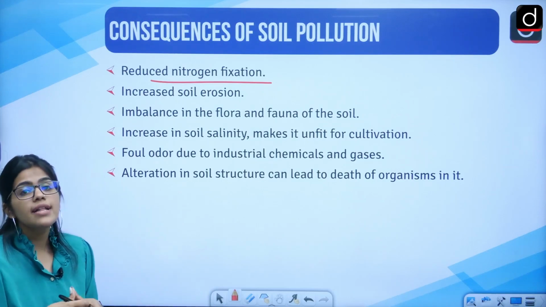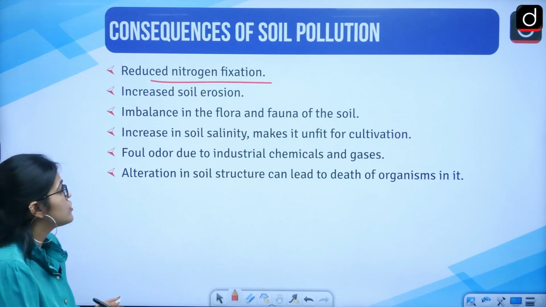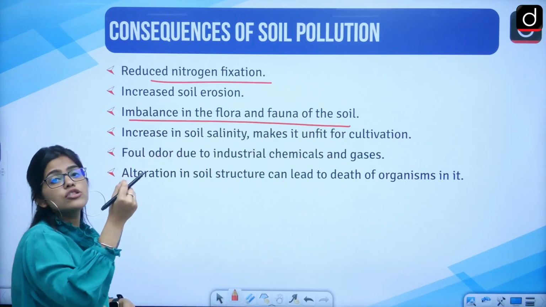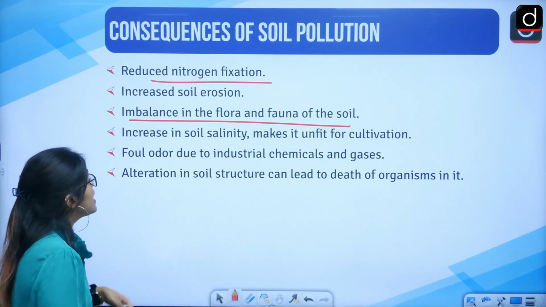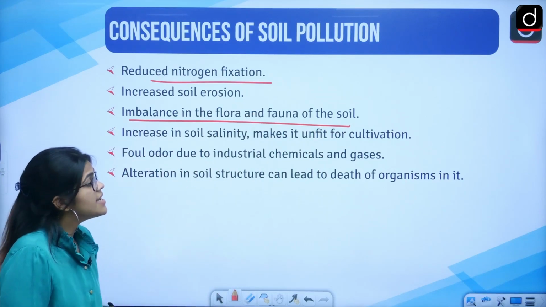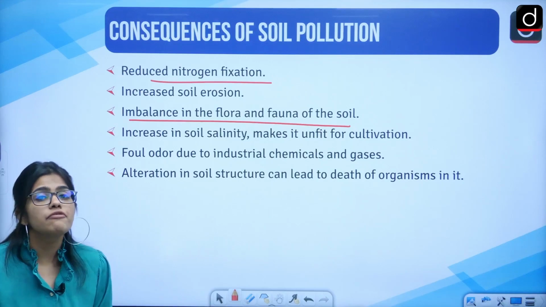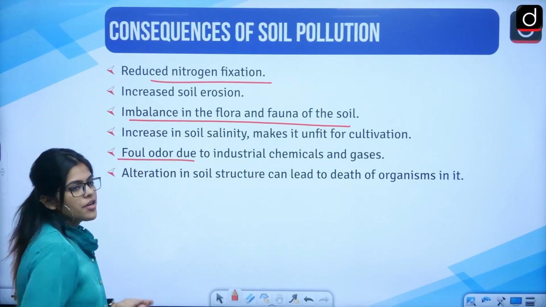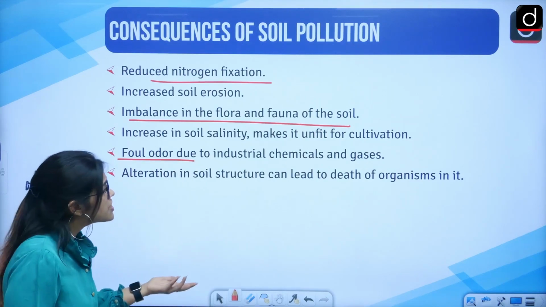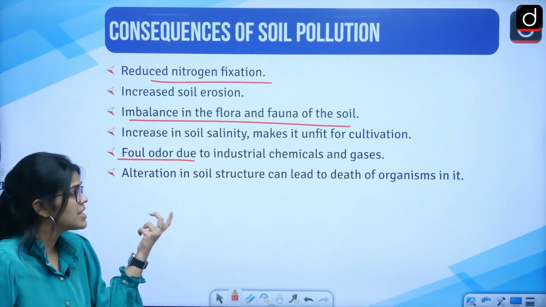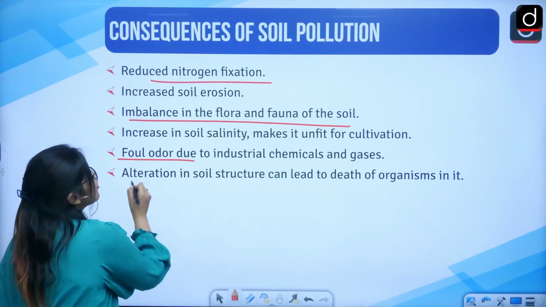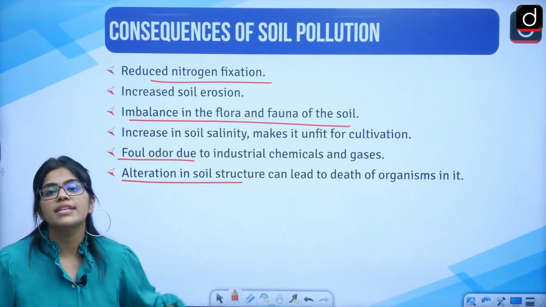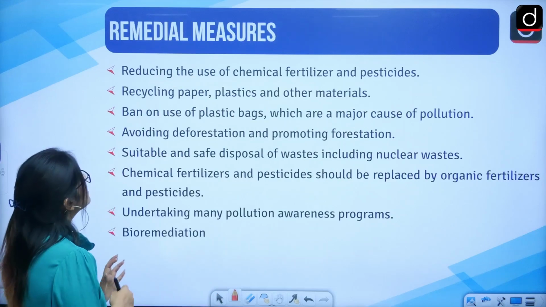Imbalance in the flora and fauna of the soil can also occur. Organisms living in the soil can die because of the toxicity that is present. An increase in soil salinity can make it extremely unfit for further cultivation. Then there can be foul odor because of industrial waste, industrial chemicals or gases, and alteration of the soil structure can lead to the death of organisms that are living in it.